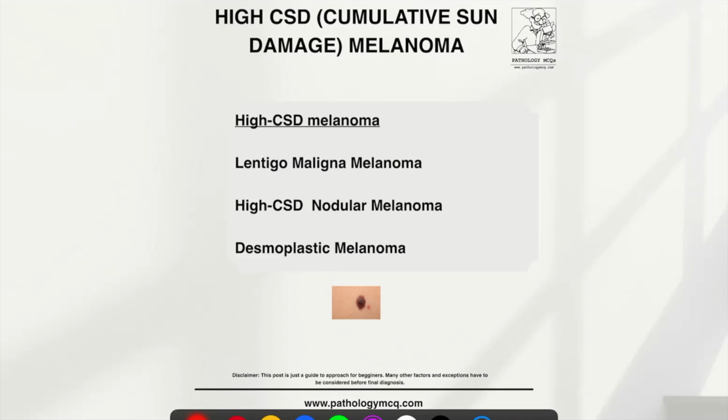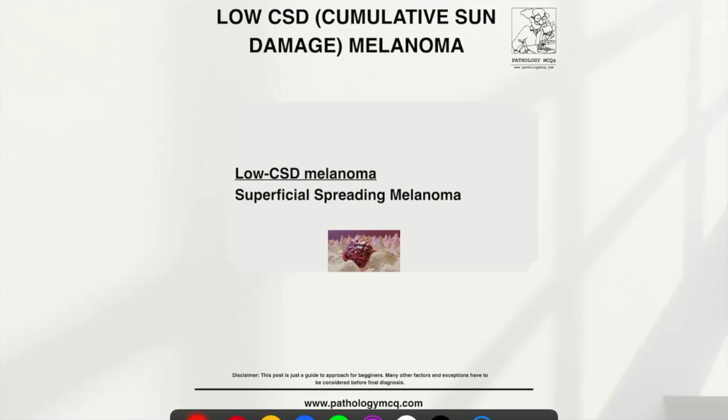So these are examples of high CSD melanomas. Okay, lentigo maligna being the most common of high CSD melanomas, and then high CSD nodular melanoma. As I mentioned, nodular melanomas can be high CSD as well as low CSD. Okay, and then low CSD melanoma, the most common being superficial spreading type of melanoma.